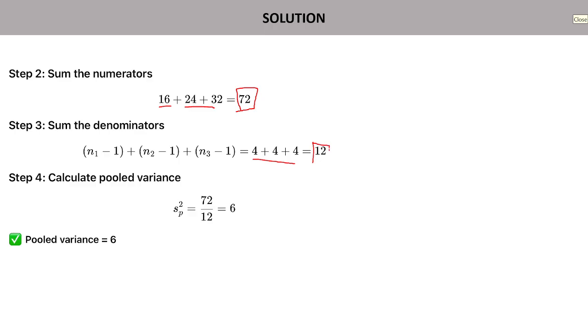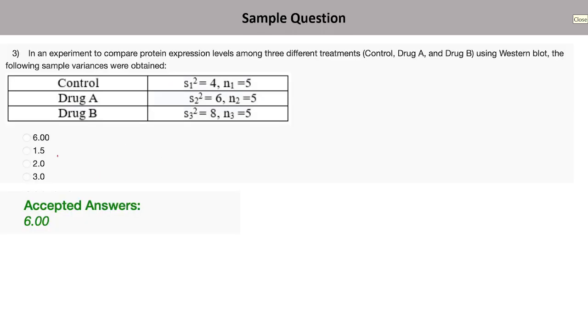Now it becomes very simple. You just divide 72 by 12 and your answer is 6. So the pooled variance for this question will be 6. Okay, so your option A is correct. I hope this question was clear. We can move on to the next question.